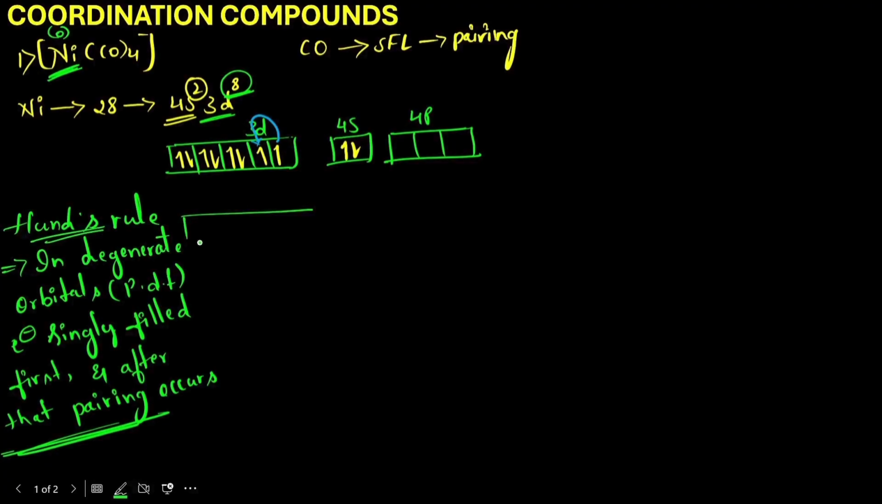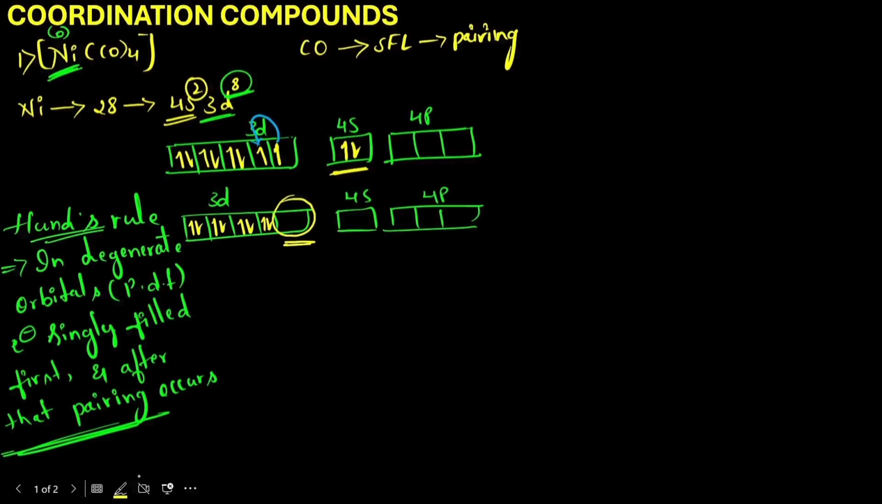Therefore, again we will write the orbitals: 3d, 4s, 4p. Here we have 2 electrons, here 2 electrons, here 2 electrons, and now this unpaired electron is getting paired with another unpaired electron. Therefore, here we have 2 electrons. The 2 electrons of the 4s orbital are promoted to the vacant 3d orbital.